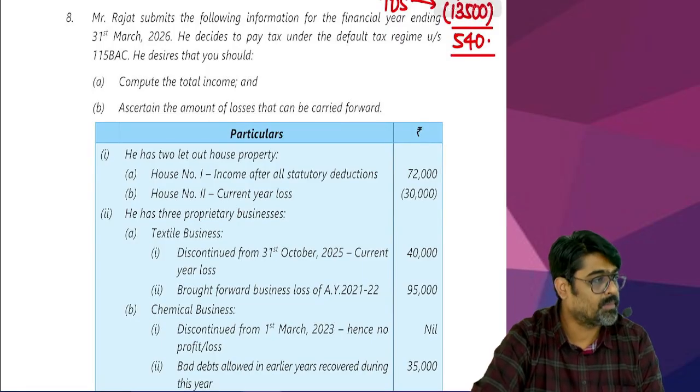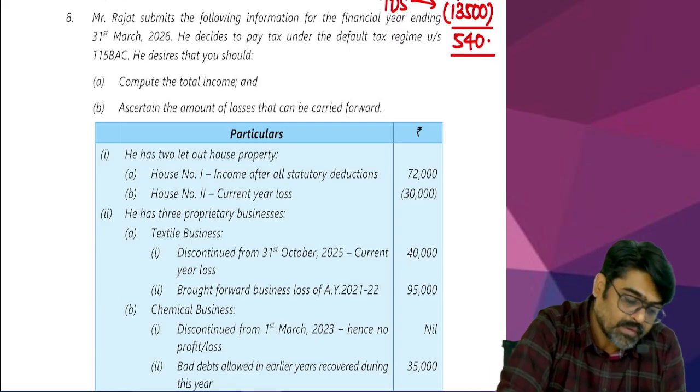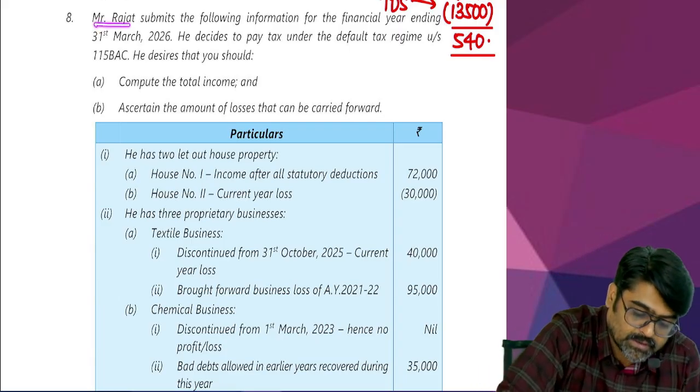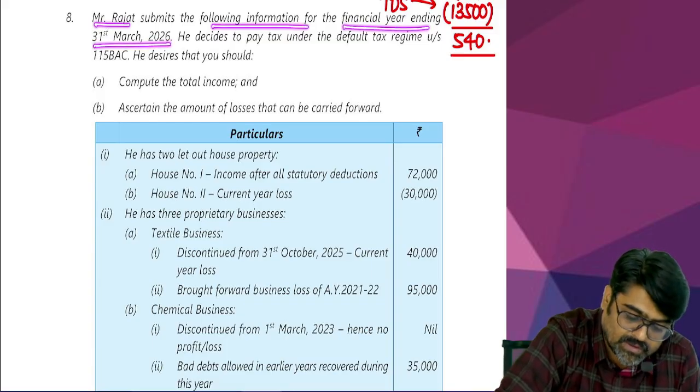Mark this question also important. Exam question. And this question was there for 10 marks. 10 marks, they are asking you these types of questions. Should I start? Mr. Rajat submits the following information for the financial year ending 31st March 2026.